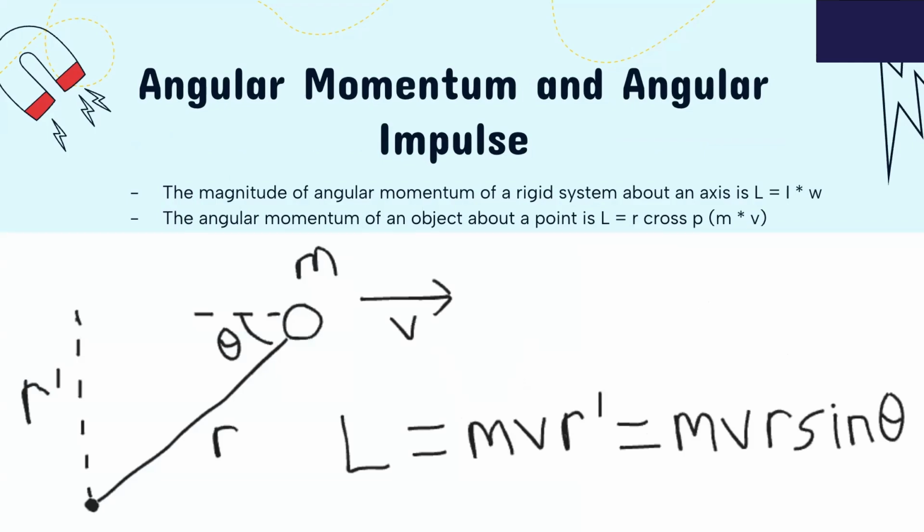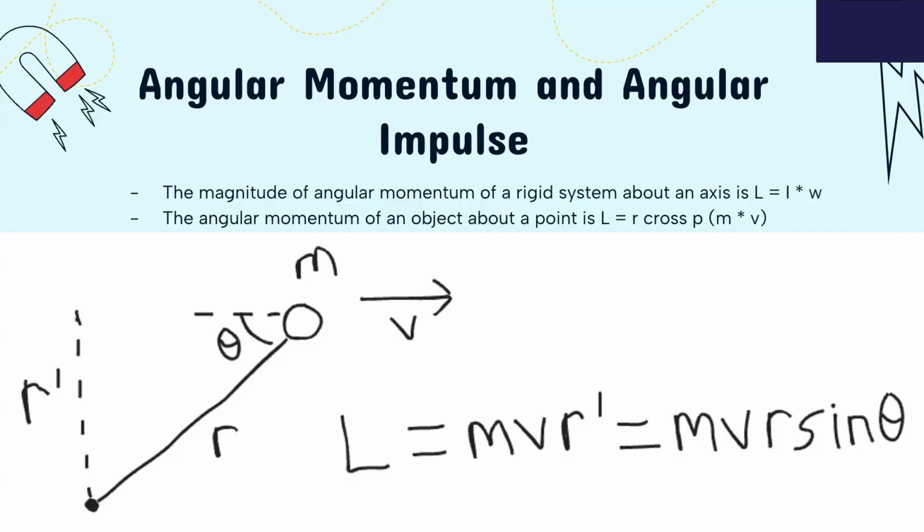The magnitude of angular momentum of a rigid system about an axis is equal to I omega. It's similar to the linear momentum of a system, m times v, but in rotation counterparts. So for most of rotation, if you're confused, just try thinking about the linear counterpart. The angular momentum of a single object, say an object just moving in translation, can be said to have angular momentum about a point, and that's equal to r cross momentum, so r cross m times v.